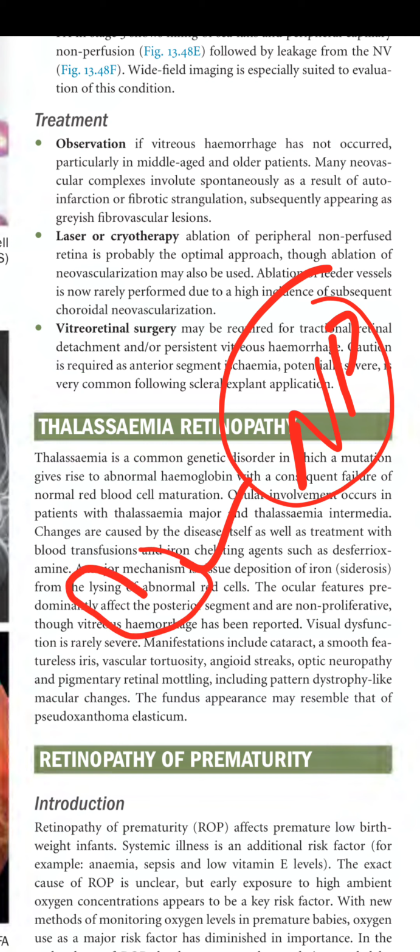Visual dysfunction is rarely severe. Manifestations include cataract, a smooth featureless iris, vascular tortuosity, angioid streaks, optic neuropathy, and pigmentary retinal mottling, including pattern dystrophy-like macular changes. The fundus appearance may resemble that of pseudoxanthoma elasticum.